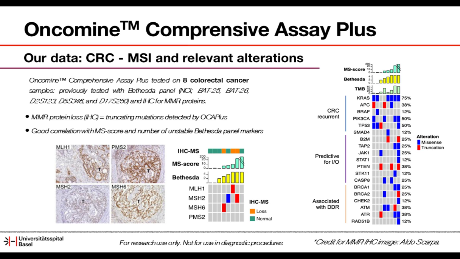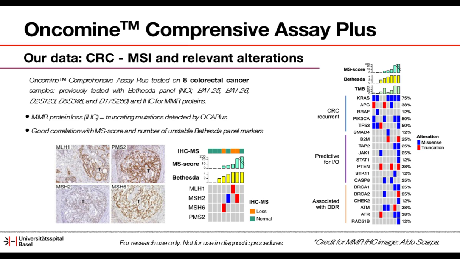And you can see here that in the middle plot, again, each column representing one different sample, we had 3 samples in orange that showed loss of expression in one of the mismatch repair proteins. And very nicely, we could recapitulate that loss by finding a truncating mutation in the corresponding protein using the Oncomine Comprehensive Assay Plus. As I said before, the assay allows to estimate microsatellite instability by giving a microsatellite instability score.